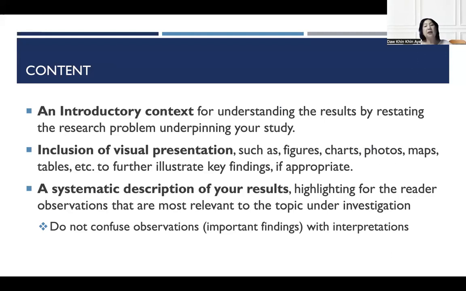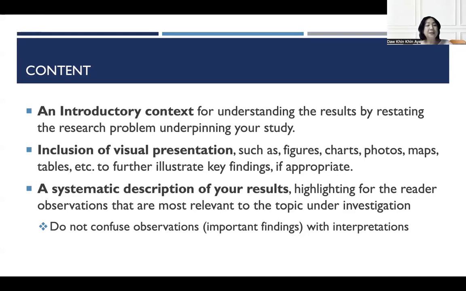You need to link whatever chapter that you are writing with the research problem, or the research question that underpins your study. That's why we need to have the introduction context. And number two, inclusion of the visual presentation such as figures, charts, photos, maps, tables, depending on the research data collection method that you use, to further illustrate your key finding if appropriate.